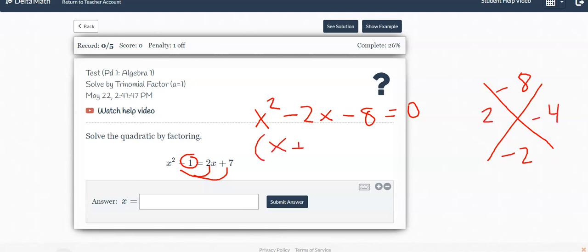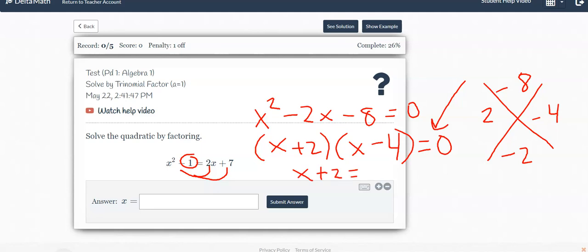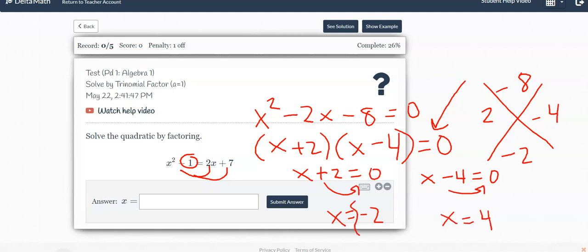My factors are positive 2 and negative 4. Don't forget that equals 0. And don't forget that the multiplication property of 0 states that either this factor is equal to 0 or the second factor is equal to 0. Solve for x, and you get your two answers, negative 2 and 4. Those are braces, not parentheses. Negative 2, positive 4.